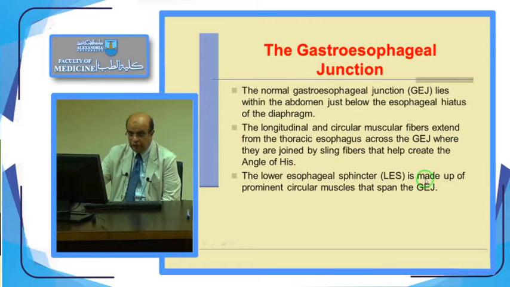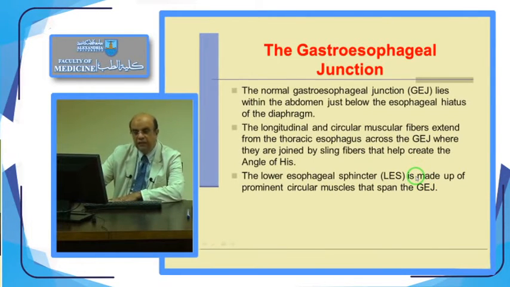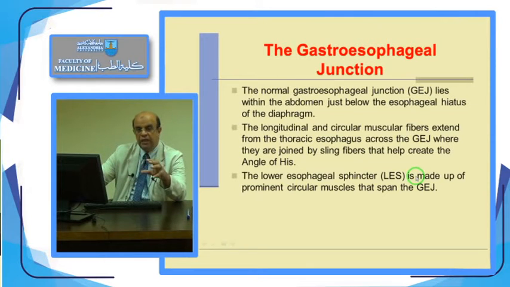The gastroesophageal junction. The normal gastroesophageal junction lies within the abdomen. This means that the esophagus terminates in the abdominal cavity. So it is important to know that there is an abdominal part of the esophagus. The esophagus has a cervical part, a thoracic part, and an abdominal part. The abdominal part ranges between 2 and 4 centimeters. This has an importance in the mechanisms of anti-reflux.